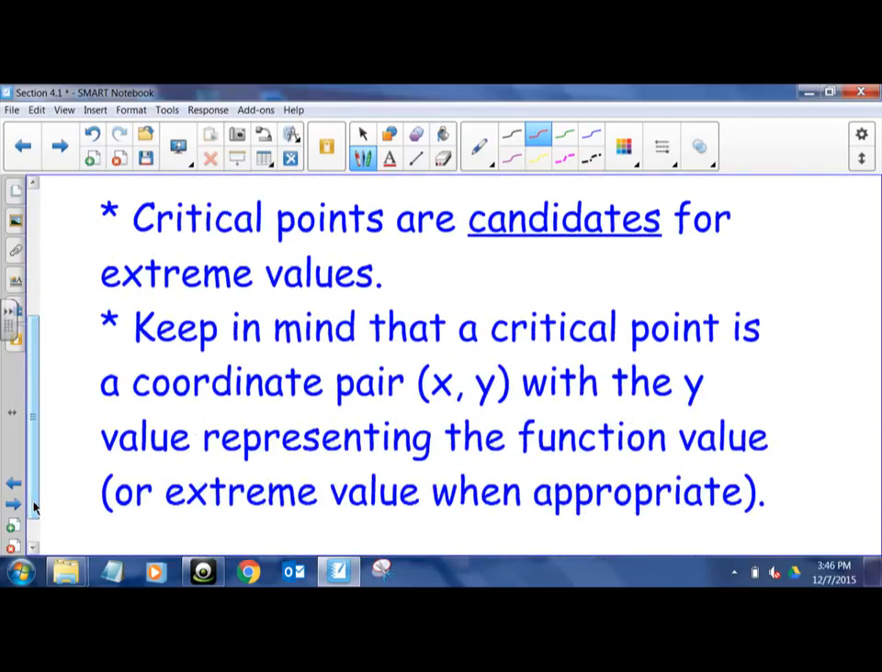Critical points are candidates for extreme values. Very important you understand that your list of extreme values does not come from the critical points. You have to test them. They have to actually work out to be extreme values before you can just simply call them all extreme values. So your critical points is just like your candidate list. It's your list that you have to go and you test. Keep in mind that a critical point is a coordinate x comma y. The y value represents the function value, and the x obviously represents the location.